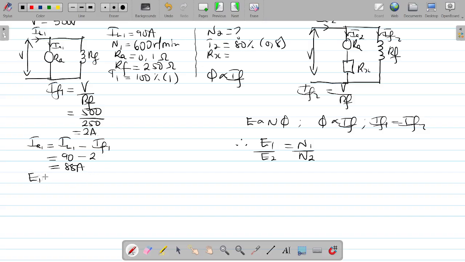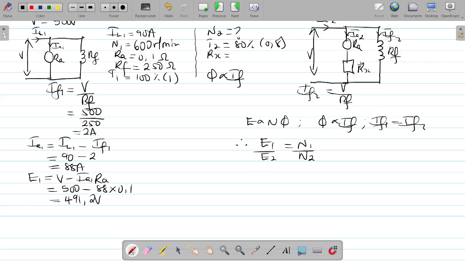From there we can find E1 by saying V minus IA1 RA. Our voltage, we have 500 minus 88 times our armature circuit resistance 0,1. You type in your calculator, 500 minus 88 times 0,1. You'll get 491,2 volts.